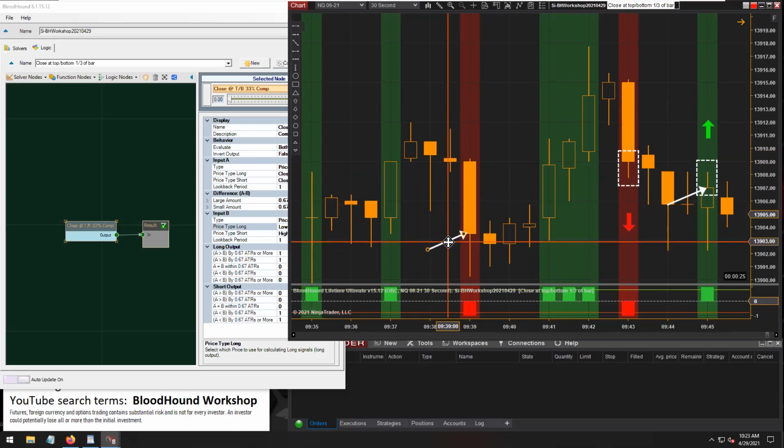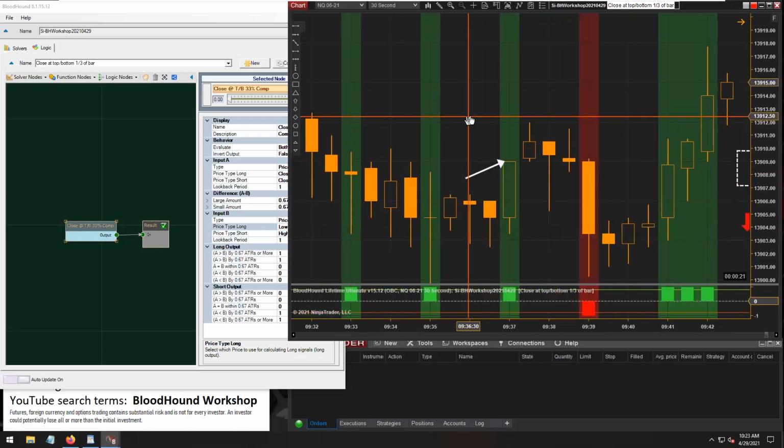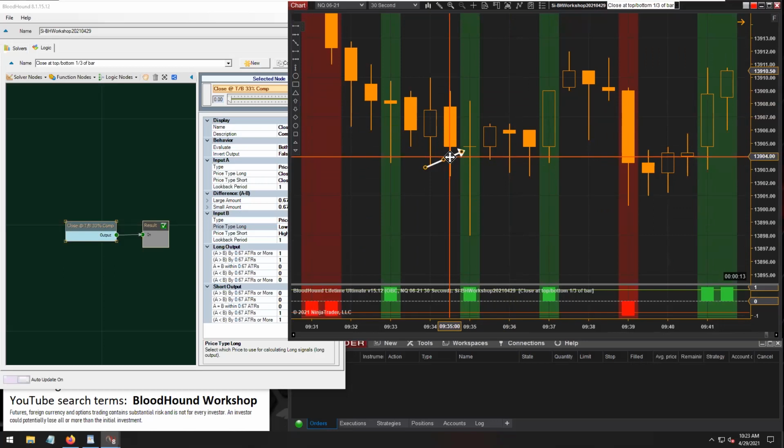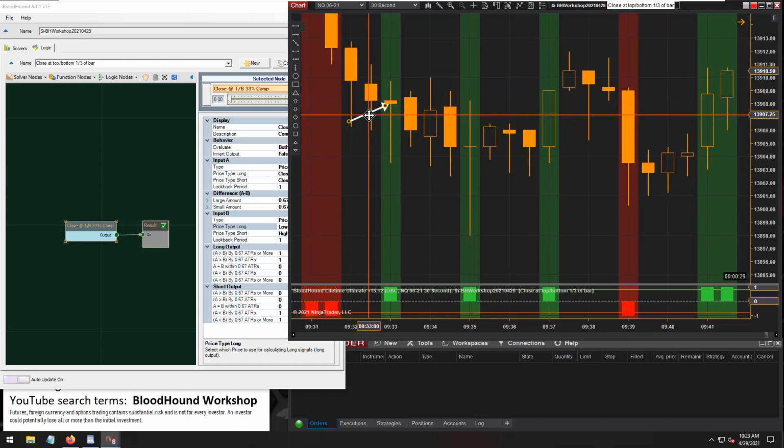Looking at these others here, these two other bars look good. This one, I'd say that one looks correct. Obviously that one's correct. Let's see here. This doji here, that one looks really close. That one's hard to tell. That one, the close is definitely within the top third of that bar for sure.